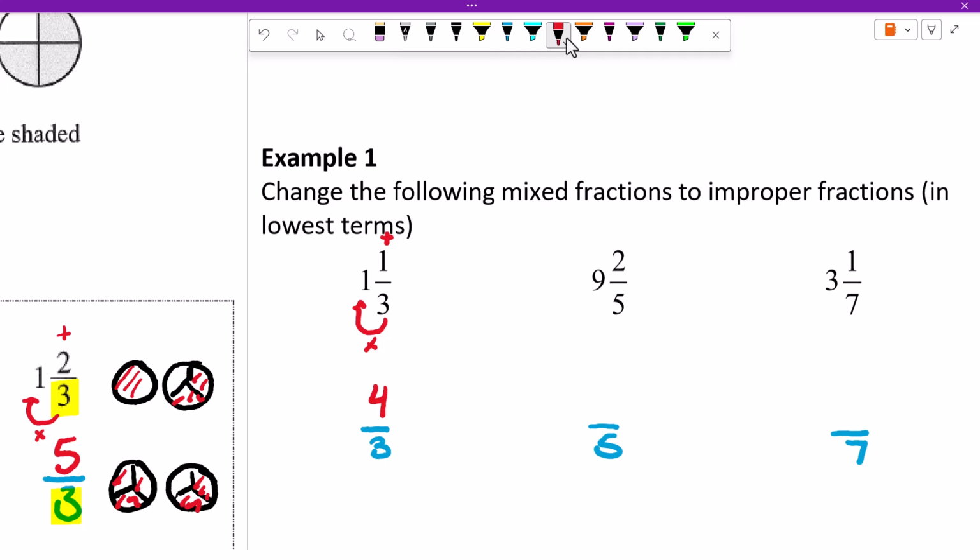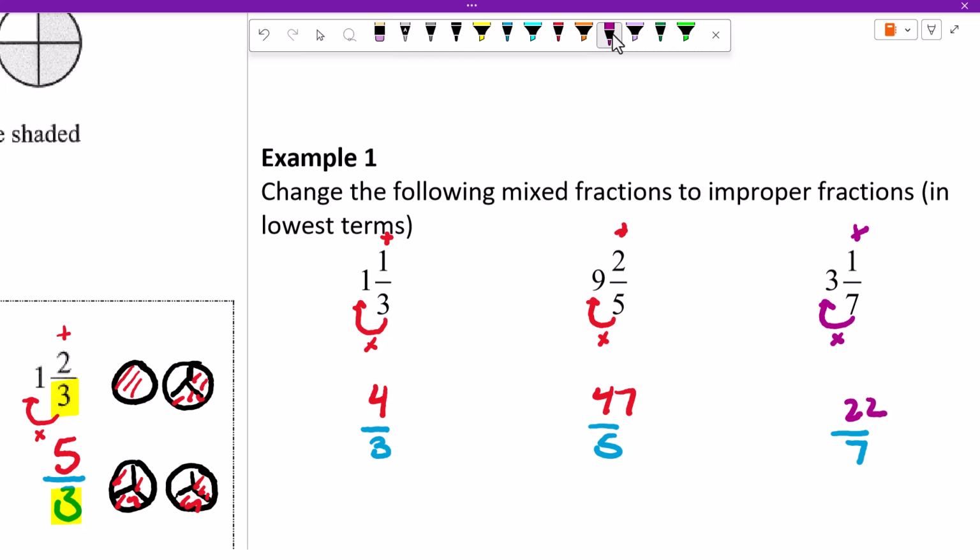Maddie, what's the next one? Do you know that one? It's 47. Yeah, 9 times 5 is 45. Add the 2, 47. Okay, then the last one here. Thank you, Carson. 7 times 3 is 21. Add the 1, 22. Oh, it's starting to make sense.